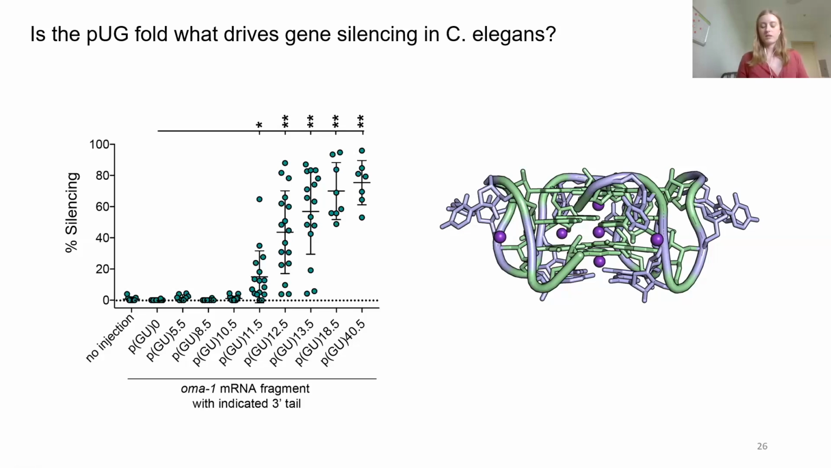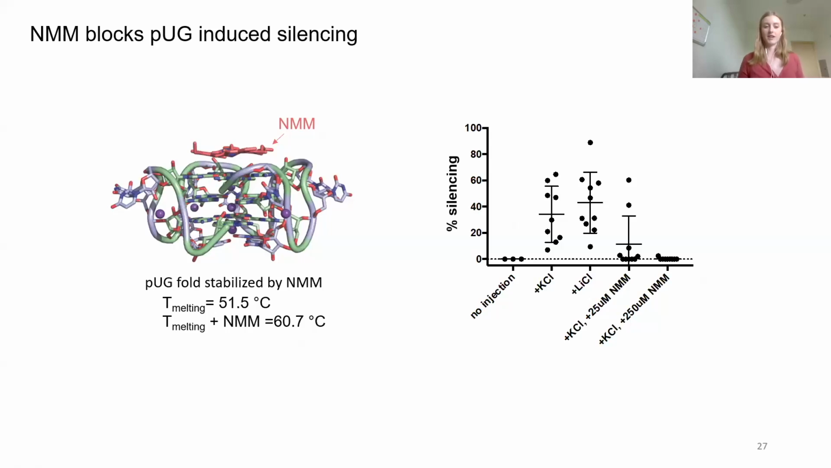So to test this, we used a couple different methods. The first one we turned to is our good old friend NMM. So we did our previously used injection experiments, where when we inject the RNA with the pug tails, we can see that we have really nice silencing, but then we added NMM to those injections, and now we can see we lose our silencing activity. So NMM is in some way blocking the silencing activity of these pug RNAs, these pug tails.